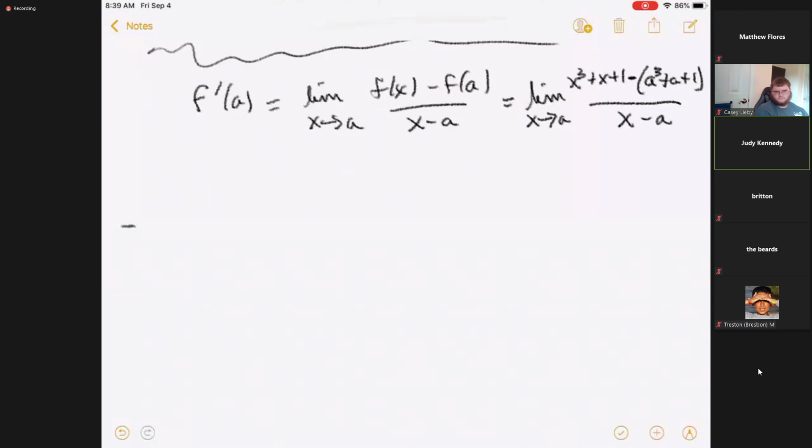Okay. So this is now equal to the limit as x approaches a. Well, I'm going to group terms. I'm going to group those 2 cubic terms together.